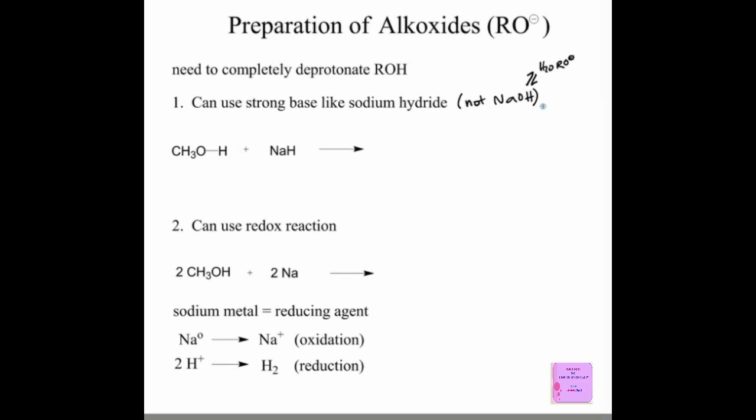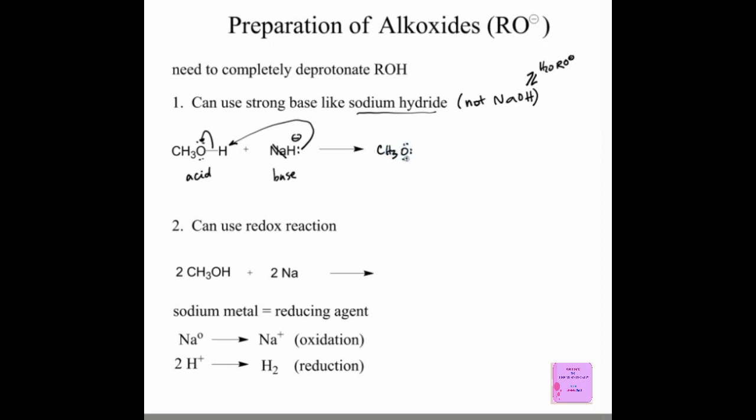So rather than using NaOH, the base we're going to be using is sodium hydride, that's NaH. So that's sodium plus and H minus. H minus is called hydride. And this is a very effective base. We just said the alcohol can act as an acid. So what happens when you react these two? The base is going to grab that proton, leave the two electrons behind on the oxygen.